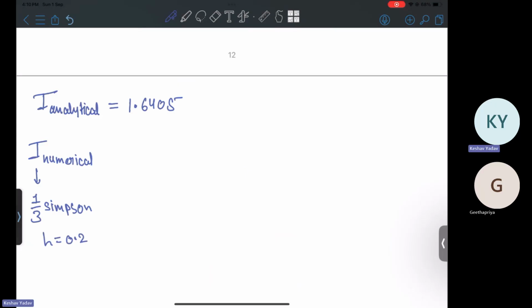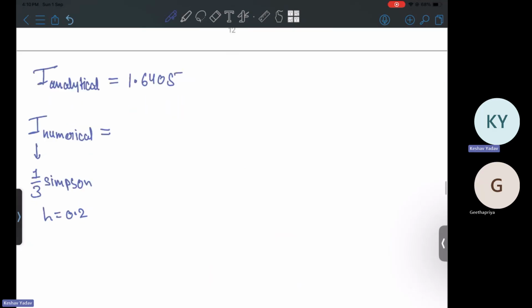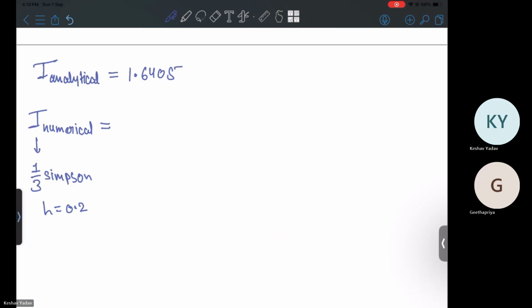I am writing in rough fashion, but you need to write it clearly in your exam. So that will be equal to what? h by 3, first one plus last one plus 4 times the odd ones, and the even ones will be multiplied by 2. So this is the formula.